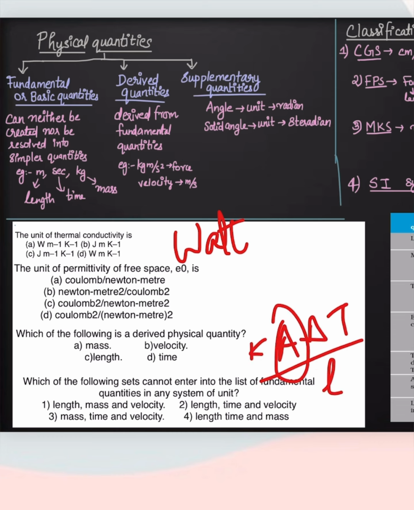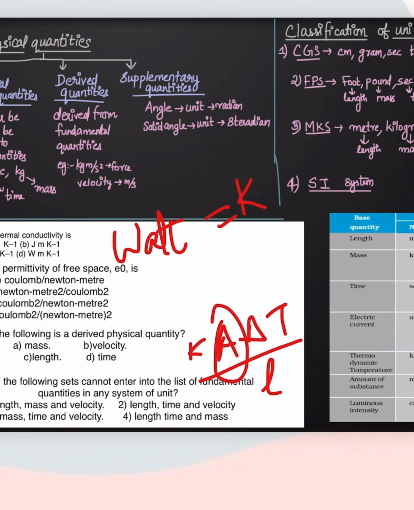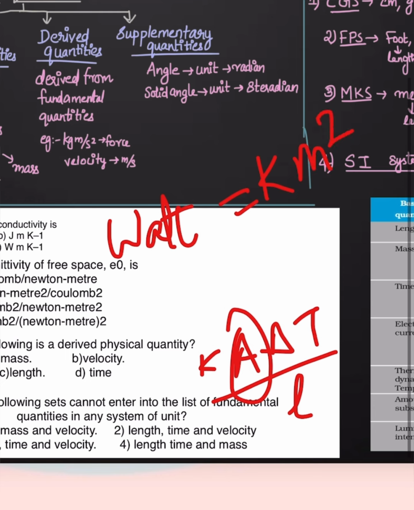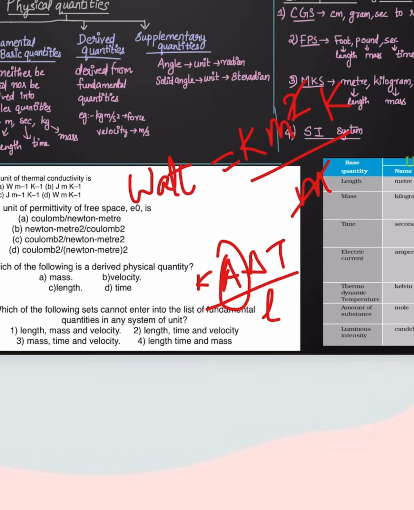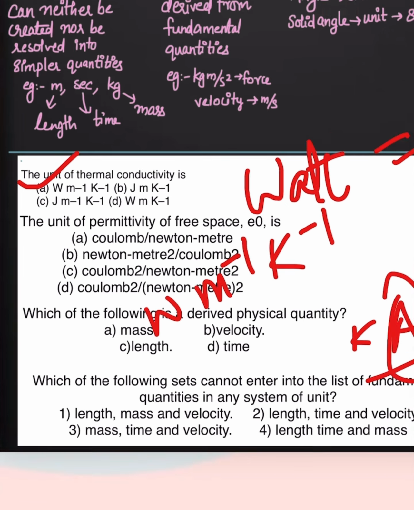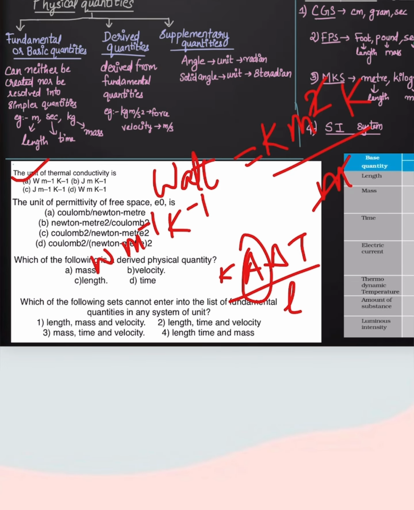L. Watt is equal to K, A is the area, meaning meter square, into delta T, the temperature difference, meaning Kelvin, divided by length L, that is length, meter. We have to cancel the meter square and meter, then the unit of K will be watt meter raised to minus 1 Kelvin raised to minus 1. So option A is the correct answer.